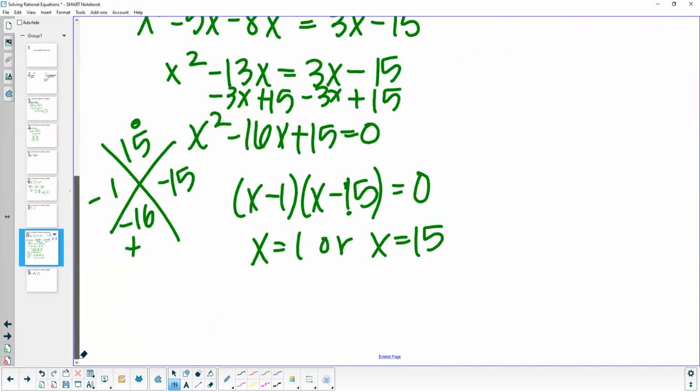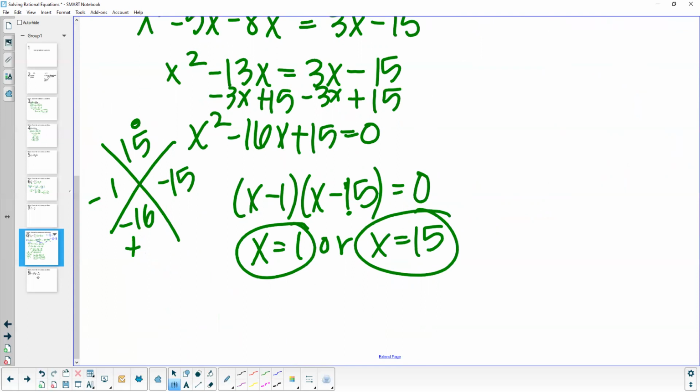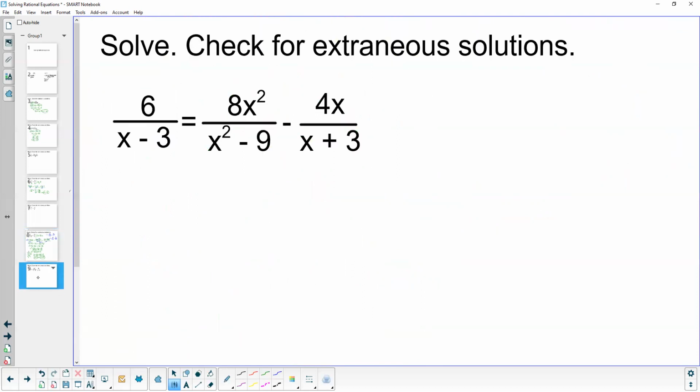Because none of our denominators are 0, these are actually going to be two possible solutions. So we can have multiple solutions to these questions here. Now, let's take a look at one last example. Before, our denominators have always been in their simplest forms.